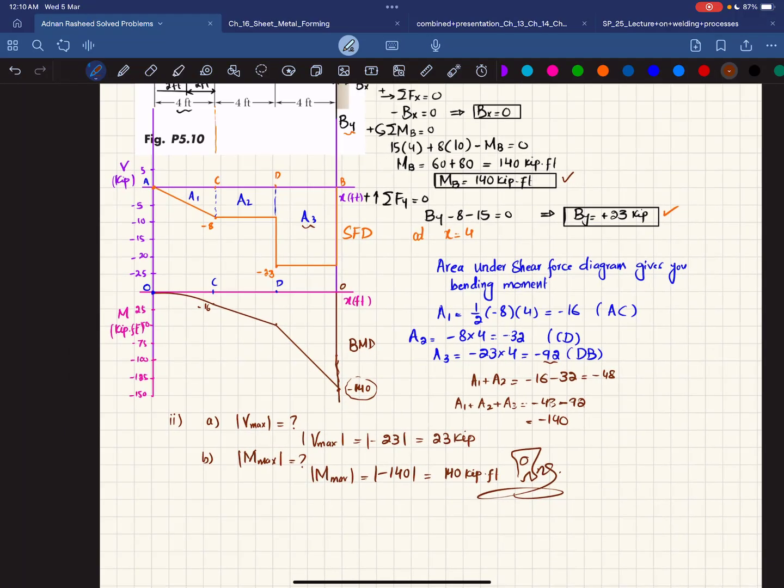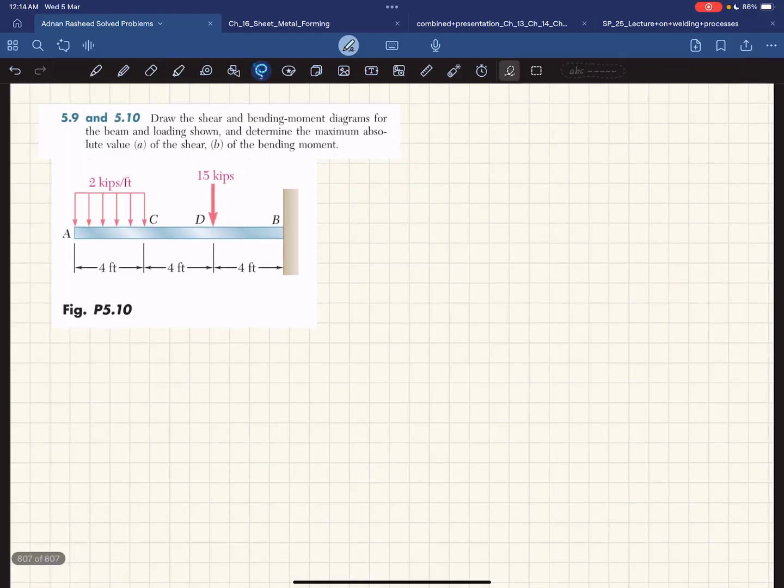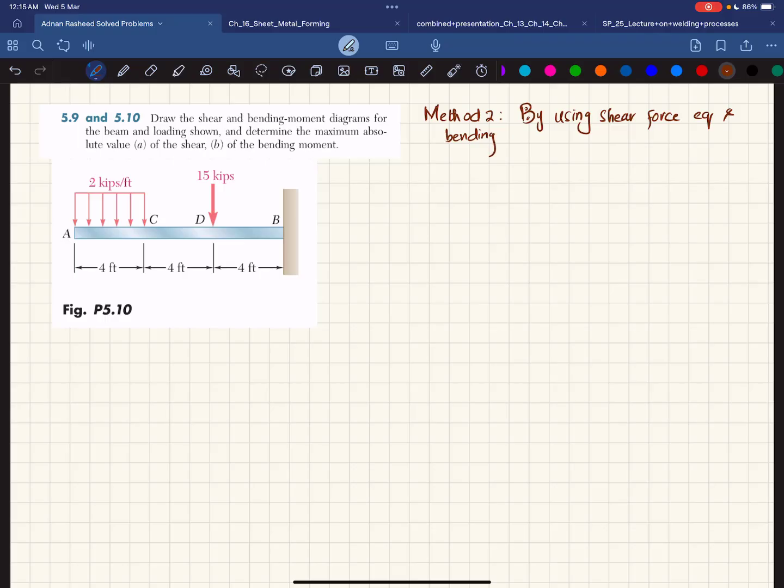Now we will solve the same question by using another method, that is using the shear force equation and bending moment equation. So in method 2, the method is by using the shear force equation and bending moment equation. Once we get the shear force equation and bending moment equation, then we will draw the shear force and bending moment diagram. So what will be the first step?